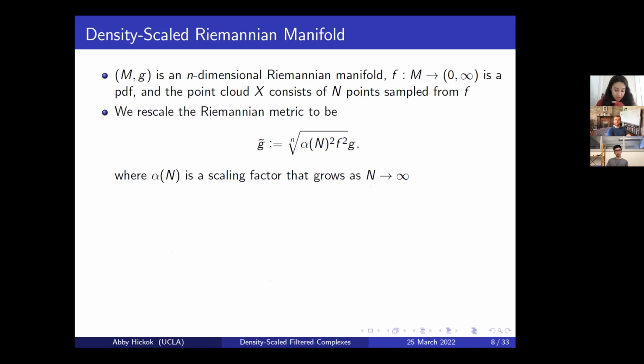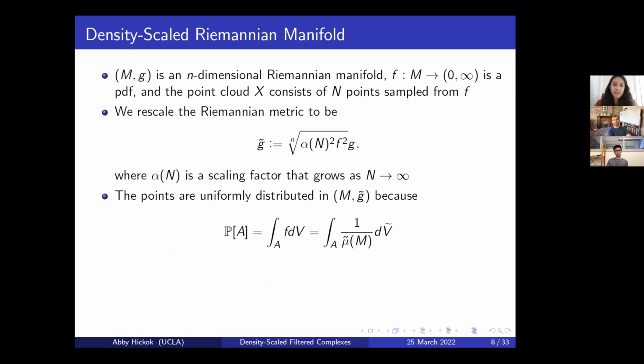Okay, where was I? Oh, right. It's easy to directly check that the points are uniformly distributed in what I'm calling the density scaled Riemannian manifold. The uniform distribution in the density scaled manifold is 1 over the volume of the manifold times the volume form in the density scaled manifold. And you can directly check that this is equal to the original density function times the original volume form. So now our points are uniformly distributed.